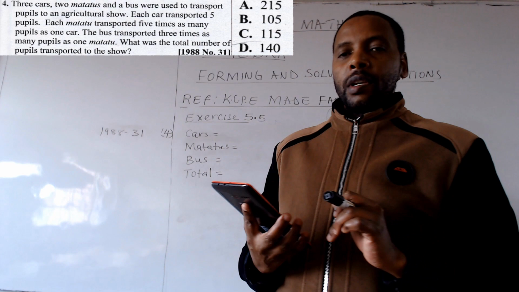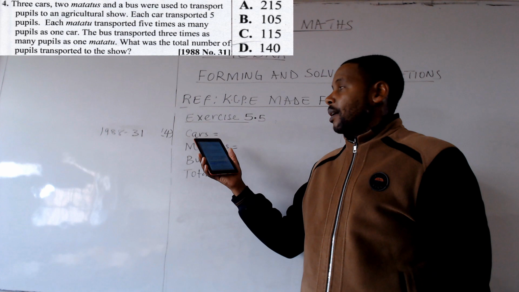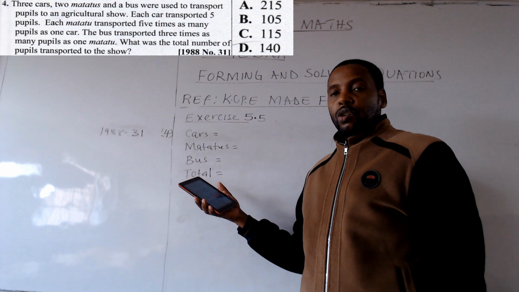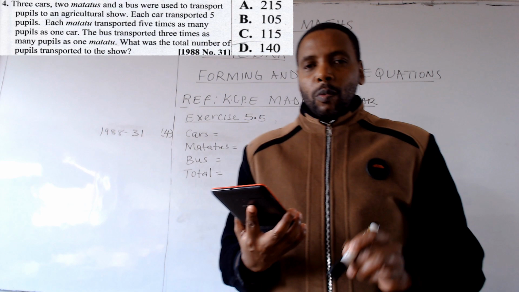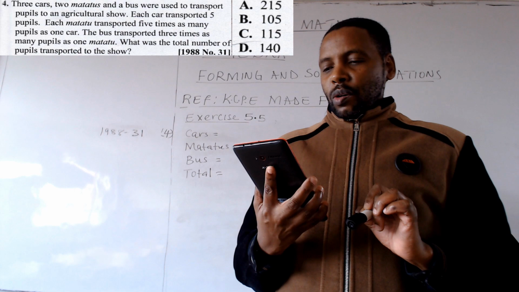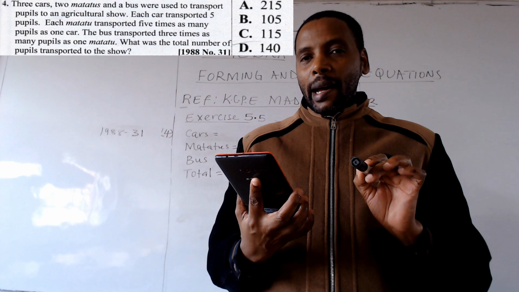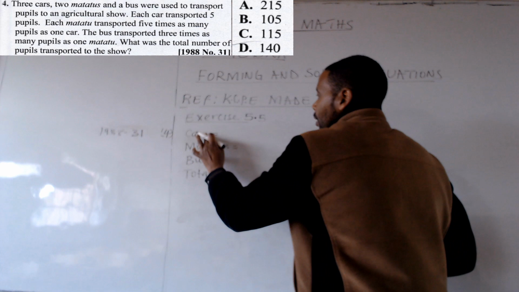Just like all the other questions I've done, list those vehicles here. We have the cars, the matatus, the bus, and the total. And then we look for the information one by one, making sure that we are very accurate. We are told that there were 3 cars and each car transported 5 pupils. So I just use one car, transported 5 pupils.